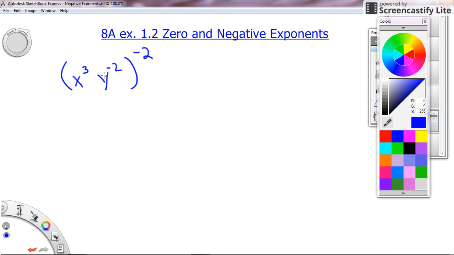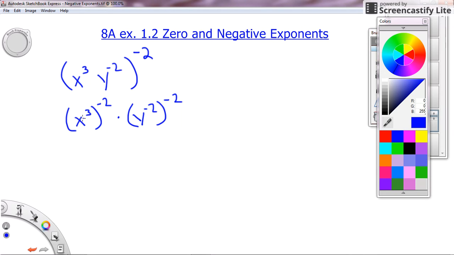Now before you start worrying about this negative exponent inside the parentheses, let's use our exponent rules, because what we're really doing is raising a product, x to the third times y to the negative second, to a power. So let's distribute this exponent. The next step is x to the third to the negative second power times y to the negative second power raised to the negative second power.